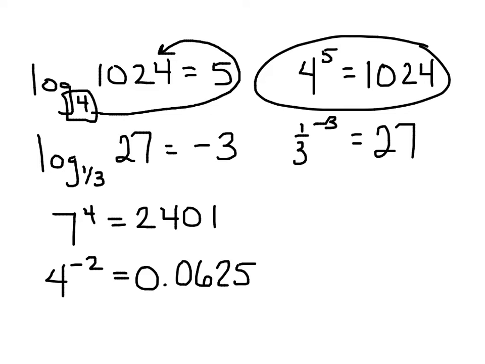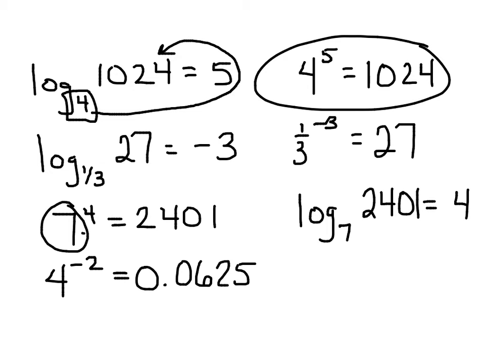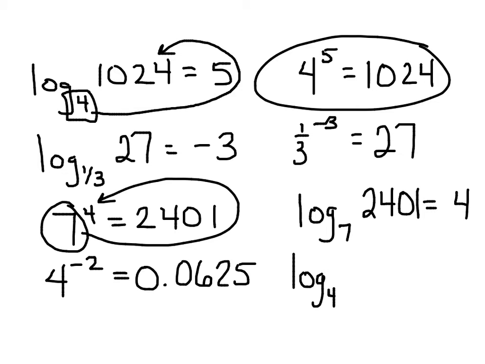On number 12, now we're going backwards. So we're putting a log back in. Log base 7, 2401 equals 4. And again, you start with the base and work your way around the loop. So what's the last one? Log base 4 equals -2.